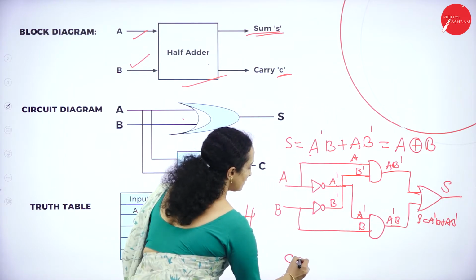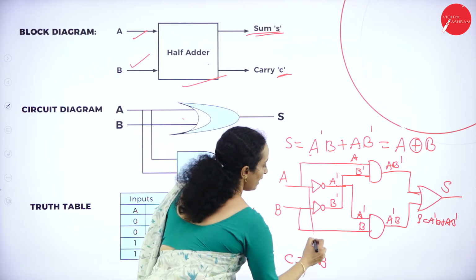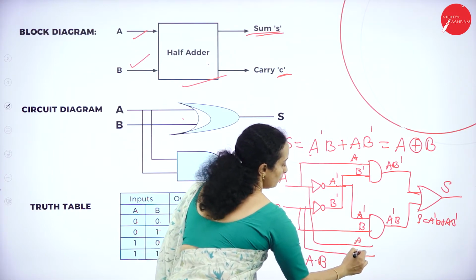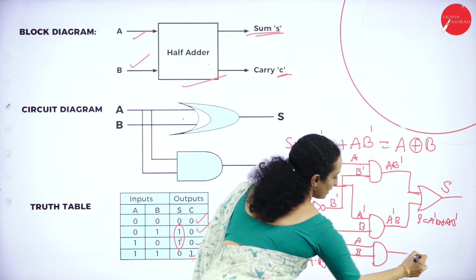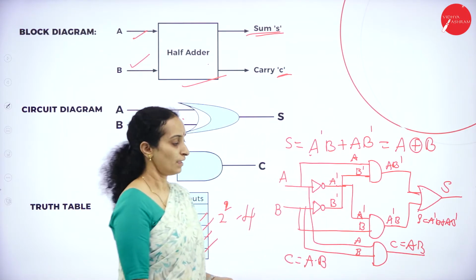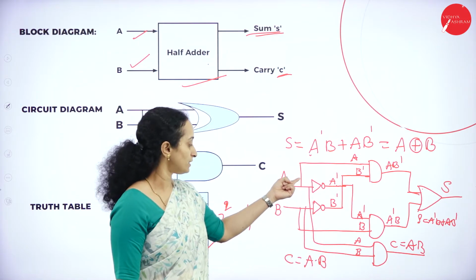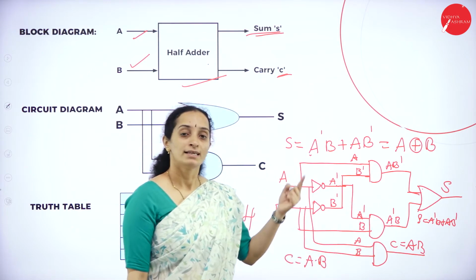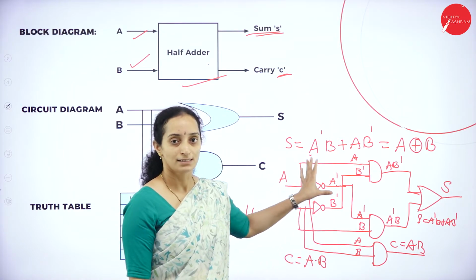What about C? C equals A into B. You can take it as A into B. We use the same inputs, A and B, which when ANDed will give you C equals A into B. We take the same values before applying the NOT gate, which gives you A and B. This gives you C equals A into B. This is how you can create the circuit.